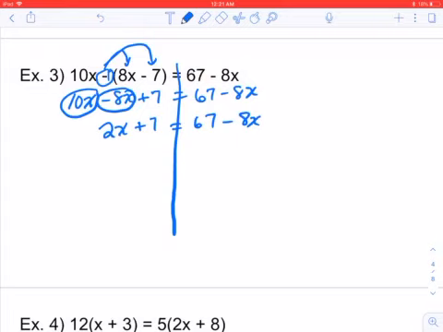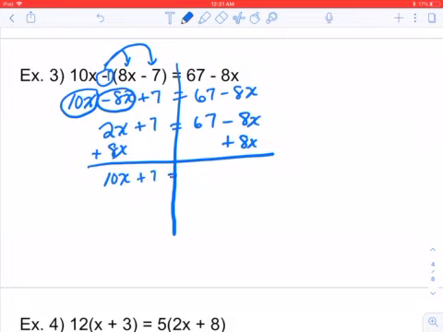I want to keep my variables positive, so I'm going to get rid of the negative variable over here. I'm going to get rid of this negative 8x, and I'm going to use a positive 8x to do it. Remember, you could get rid of either variable. It doesn't matter. As long as you keep your signs straight, you'll be fine. So 2x plus 8x makes 10x plus 7 equals 67.